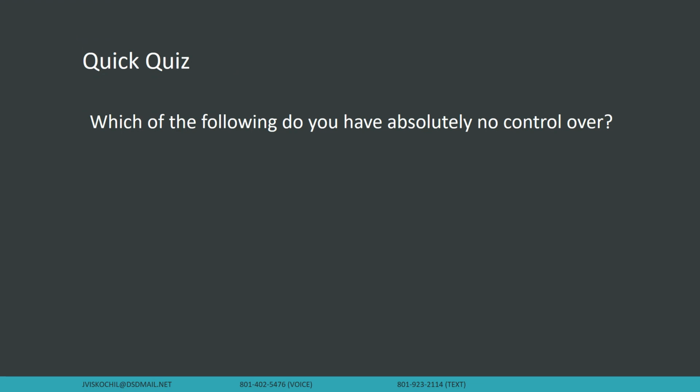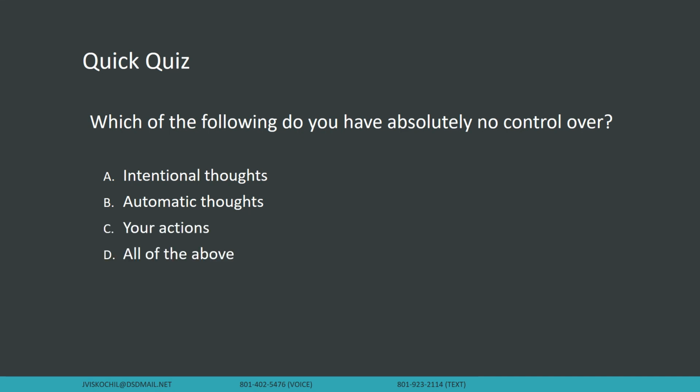Okay, so quick quiz just to wrap things up. Which of the following do you have absolutely no control over? Is it A, your intentional thoughts, B, your automatic thoughts, C, your actions, or D, all of the above? So which do you have no control over? I'm going to give you 5 seconds to think about that. If you said B, automatic thoughts, you are correct. Way to go. Pat yourself on the back.